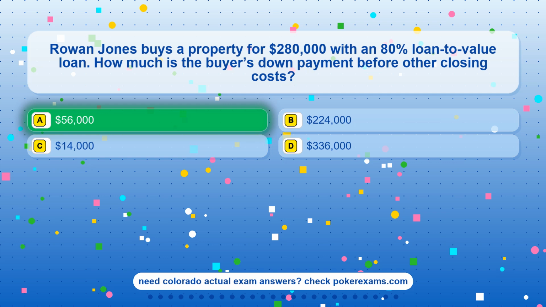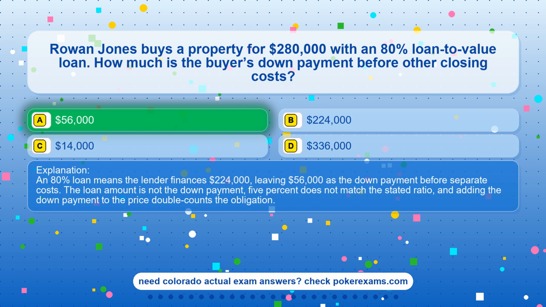The correct answer is option A, $56,000. An 80% loan means the lender finances $224,000, leaving $56,000 as the down payment before separate costs. The loan amount is not the down payment, 5% does not match the stated ratio, and adding the down payment to the price double-counts the obligation.